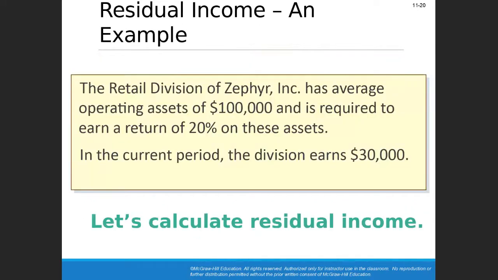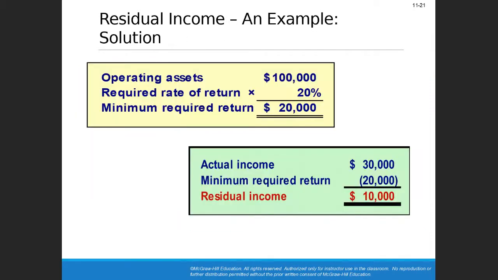It's obviously easier to do with actual numbers. So here we've got the retail division of Zephyr. We're just talking about the store part, the retailing part. They have average assets of 100,000. They have to earn 20%, and we've earned 30,000. So what are we doing here? We have to make 20,000. So if we have 100,000 in assets, 20% of 100,000 is 20,000. So what did we end up with? We made 30,000 minus the 20,000 that were required. So our residual income is 10,000. Easy, right?